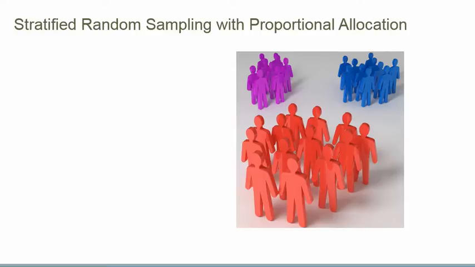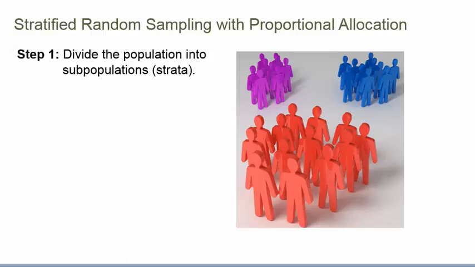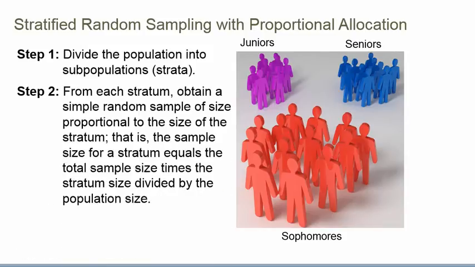Stratified random sampling with proportional allocation. Step 1. Divide the population into subpopulations called strata. So here we have a bunch of people, and we are going to categorize them by whether they're juniors, seniors, or sophomores. Step 2. From each stratum, obtain a simple random sample of size proportional to the size of the stratum. That is, the sample size for a stratum equals the total sample size times the stratum size divided by the population size.